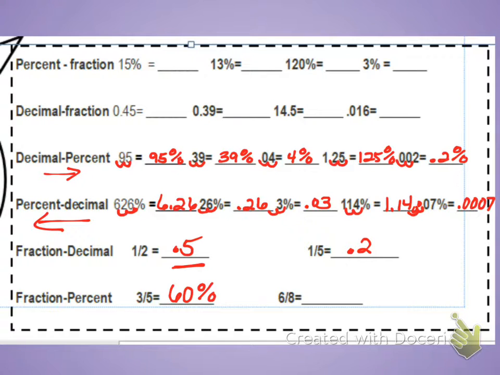Oh, I got you. Okay, and the last one, 6/8. Who's already done 6/8? Y'all have it. All right, Andrew, what'd you get? 75%. Very good, 75%.